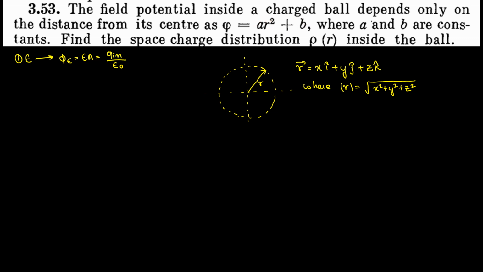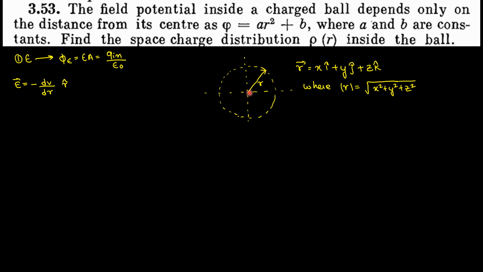So the electric field will be given by minus dV by dr, and the direction of the electric field will depend upon the direction in which the r vector is. That means if I am finding out the electric field out here, the direction of the electric field will be in this direction along the r vector.